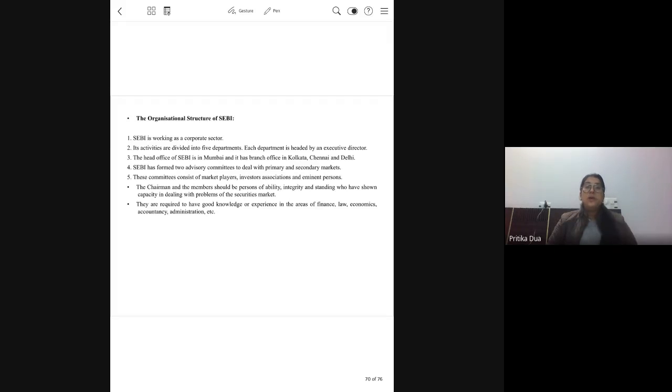Coming to the organizational structure of SEBI, SEBI has been incorporated under the Companies Act. So it is working like a corporate sector body, with 5 departments, a director, then executive directors, and the head office in Mumbai, branch offices in the other 3 metropolitan cities, and 2 advisory committees.